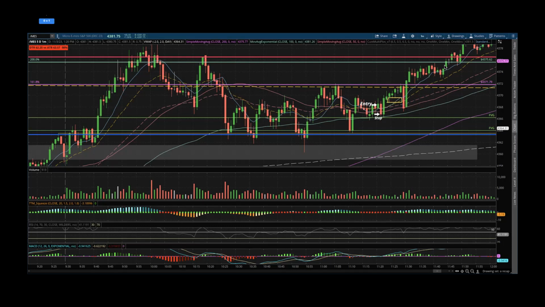Yeah, they would have got stopped out. They might have got stopped, yeah. They got stopped out by this red candle. Then buyers came in and bought it back up.